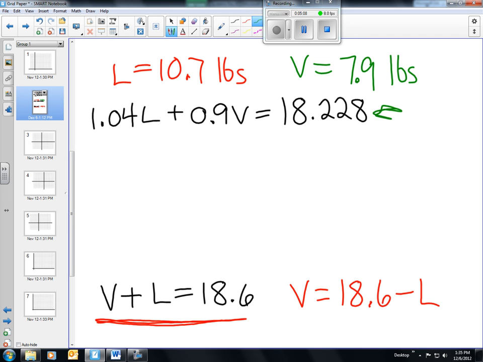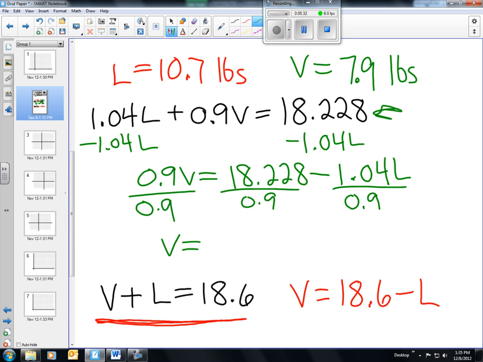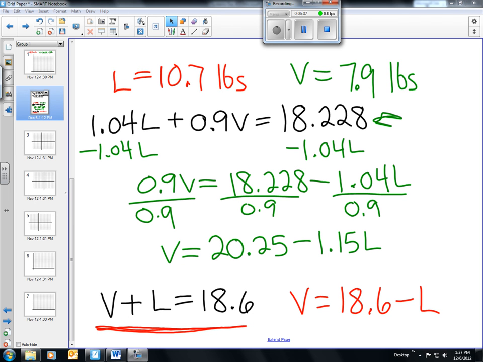And then we would want to do a similar thing in this equation here. To get V by itself, we're going to subtract 1.04L from both sides. And then we're left with 0.9V equals 18.228 minus 1.04L. And then we're going to divide everything by 0.9. These are going to come out to be kind of crazy decimals, but we can chop them off after a couple places. So once we solve for V in this equation, you get that V equals 20.25 minus 1.15L. So we have our two equations now set equal to V.